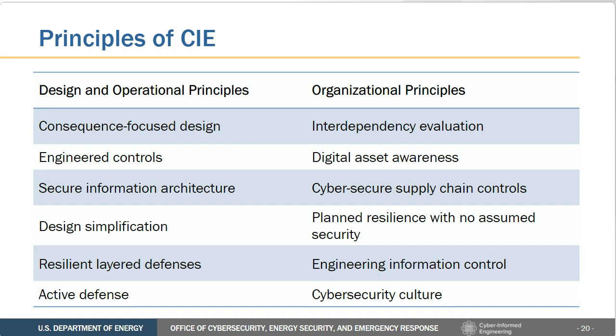So our CIE strategy will go into each of these in depth, but we're really looking for things like consequence-focused design, that is prioritizing cybersecurity for high consequence impacts, things like planned resilience with no assumed security. We can expect that any digital component or system may be compromised at some point during its life cycle and should plan for continued operation during a cyber attack and after a cyber attack that might degrade digital controls. So things like implementing a zero trust architecture to the greatest degree possible. Each of these principles is sort of a foundational premise that we built the strategy on.